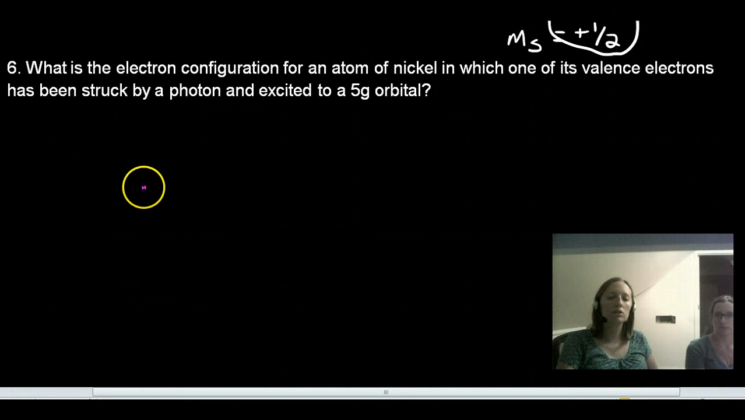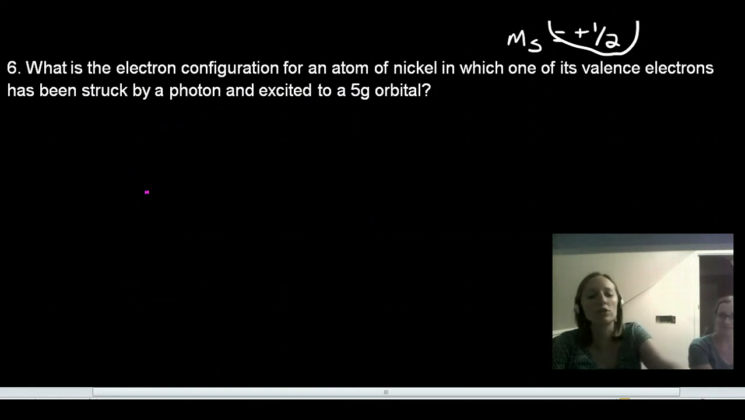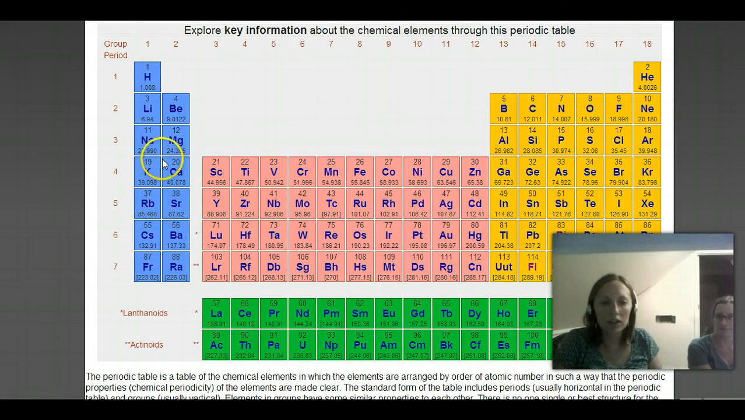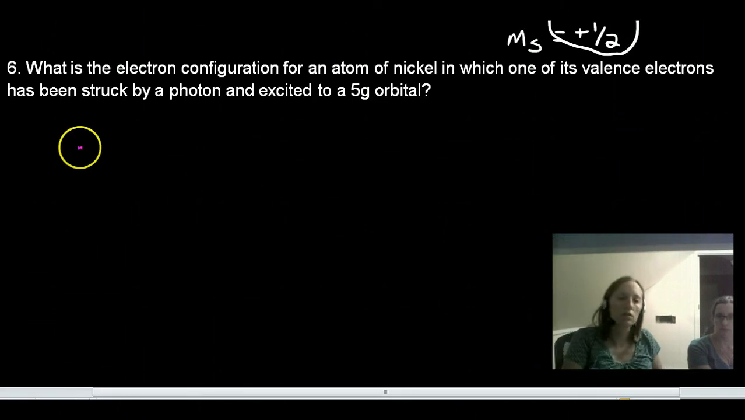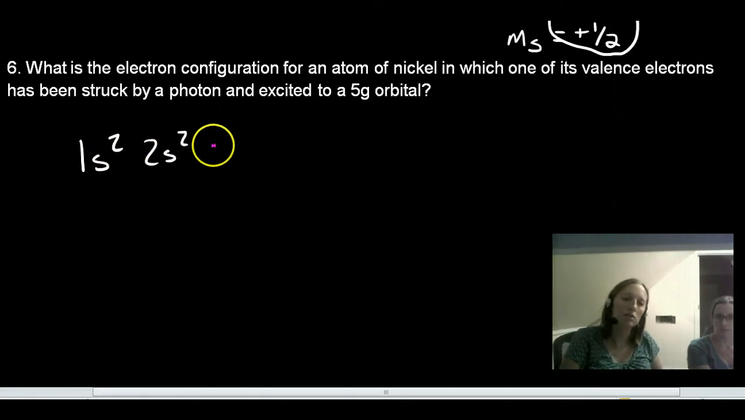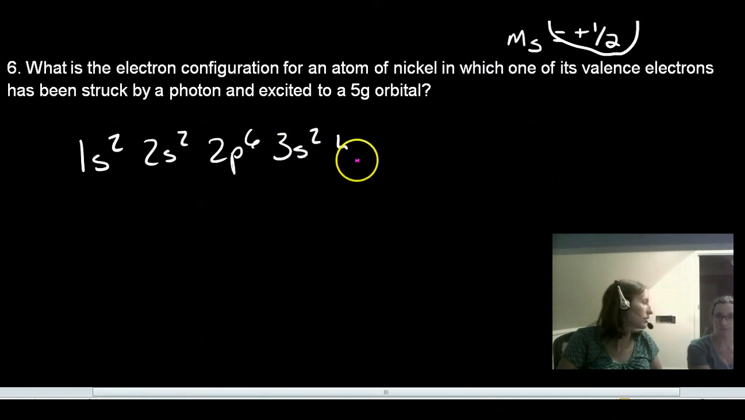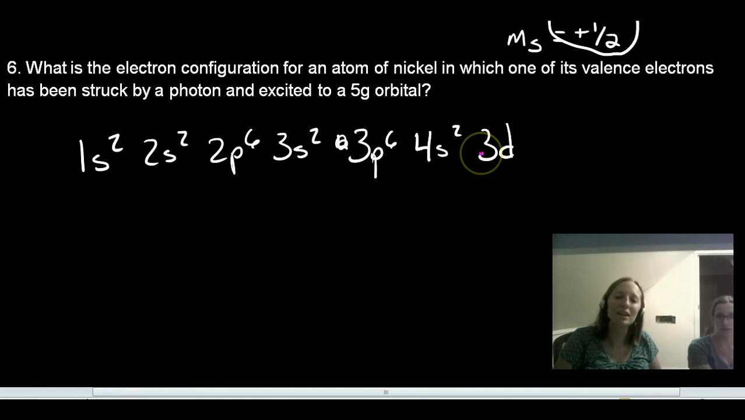All right, and number 6. What is the electron configuration for an atom of nickel in which one of its valence electrons has been struck by a photon and excited to a 5g orbital? We gotta find nickel. Nickel! Here's nickel, number 28, which is, let's see, stopping at 3d8. So let's go all the way there. So that's 1s2, 2s2, 2p6, 3s2, 3p6, 4s2, 3d8, except one of its valence electrons has been struck.